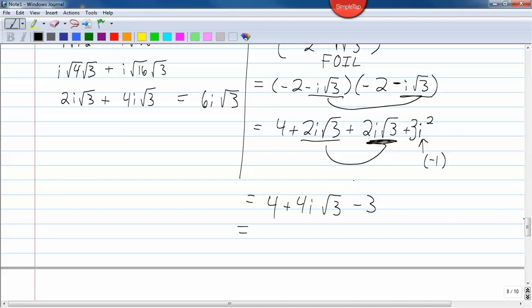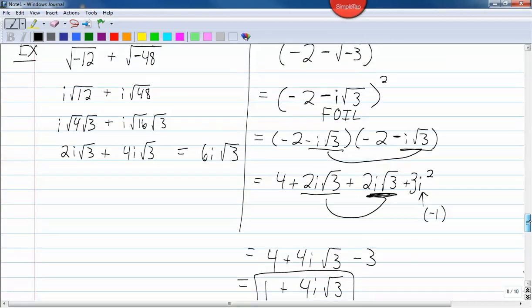Now put your real parts together. So that's 1 plus 4i square root of 3. And that's your final answer. That's how you leave it. You've got your real part and you've got your imaginary part.